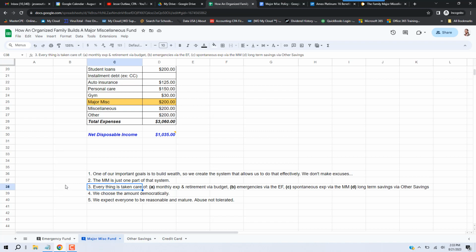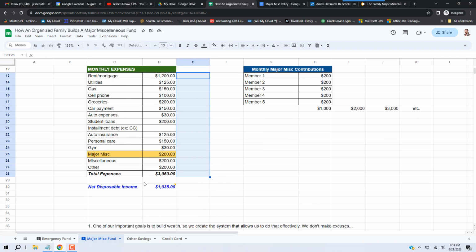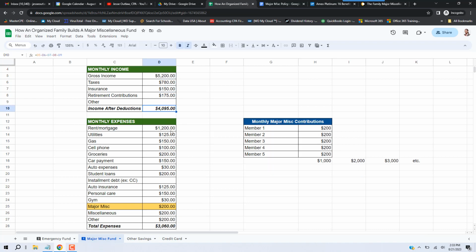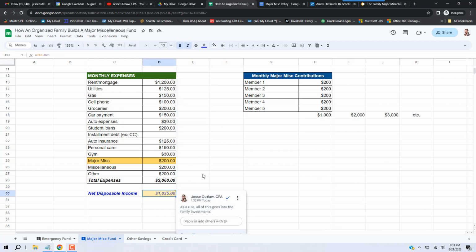Okay. Point number 3 here, everything is taken care of. By that, I mean a few things. Monthly expenses and retirement are taken care of via the budget. What do I mean by that? All of your expenses are already taken into consideration before you even send this $1,000 in, because your gross income before deductions was 5,000 and some change. After all of these deductions, your income was 4,000, and then all of your bills were here. So we know that your monthly expenses are taken care of even before we get to this bottom line number, because this bottom line number is just a leftover number, right?